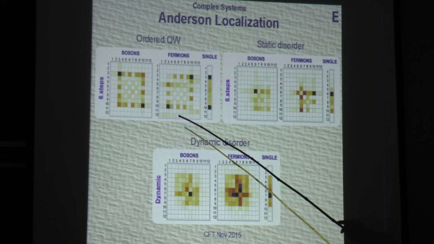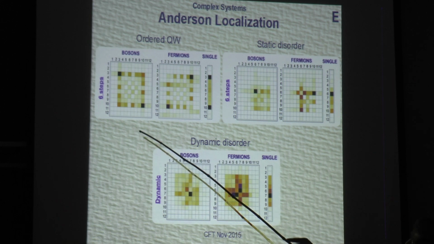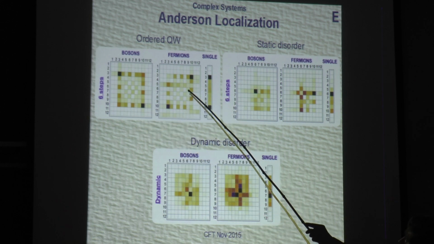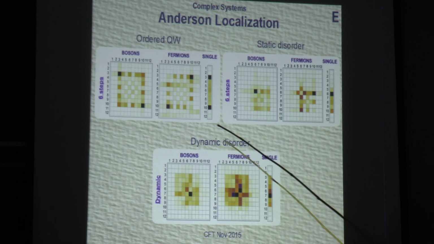On this picture, I'm showing the usual quantum walk without any disorder. We see that for bosons, fermions and a single particle, the wave function spreads quadratically without any disturbance. So what are these bosons here? This is the triplet state of two photons, a pair of entangled photons. And for fermions, this is the singlet state.